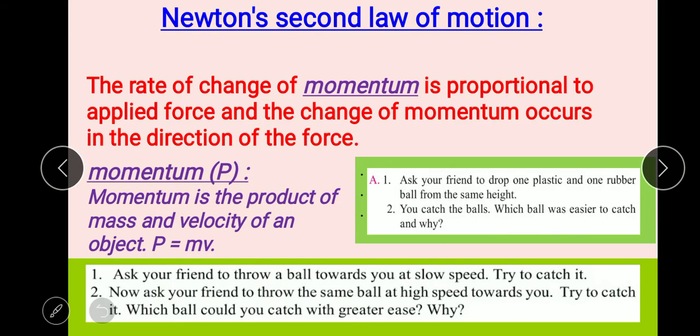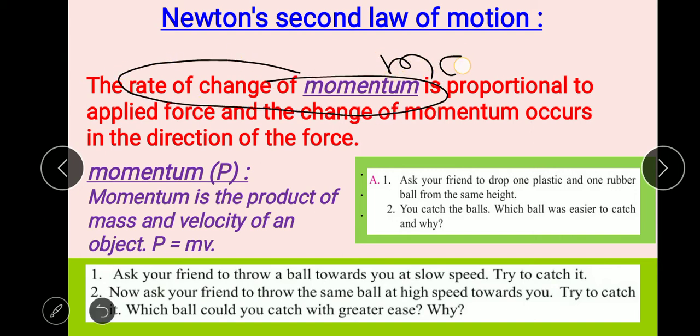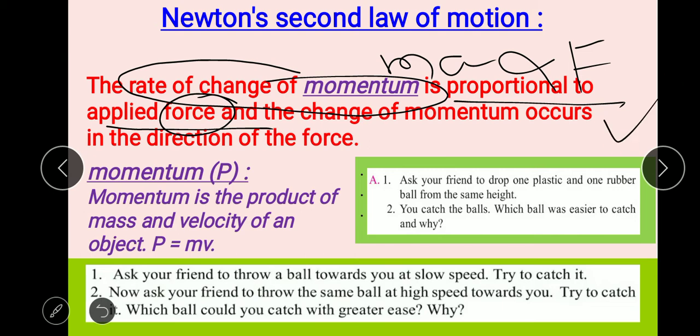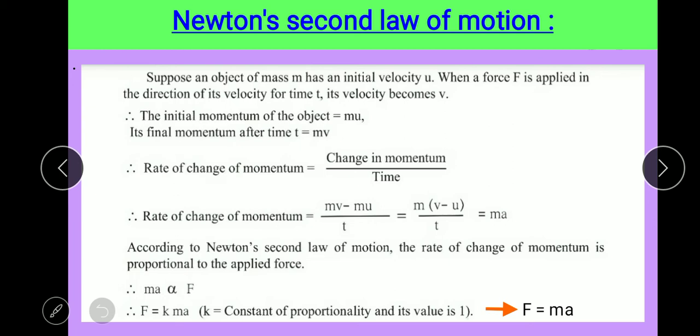Now according to Newton's second law, the rate of change of momentum, that is nothing but ma, is proportional to applied force F, students. This is the second law of motion. According to Newton, the applied force is directly proportional to rate of change of momentum. That means mass into acceleration, students. This is your second law of motion.